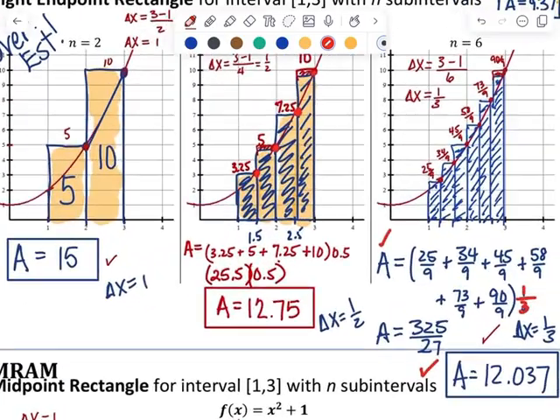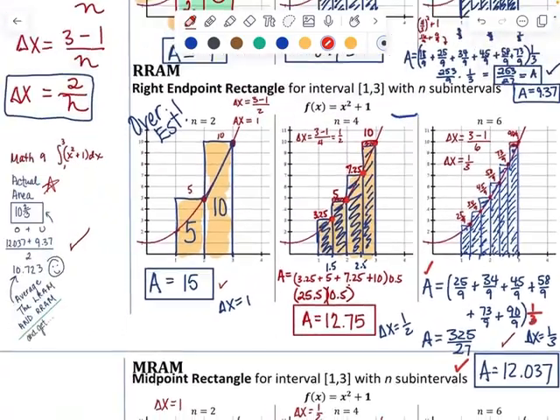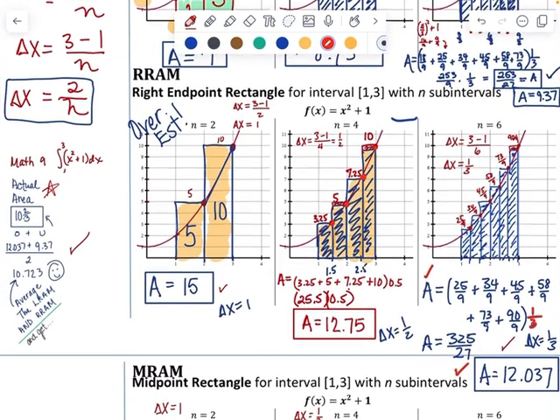12.037. So it goes, I don't know about that last one. Yeah, I guess that's right. So it goes from 15 to 12.75 to 12.037. It's getting smaller and smaller because it's approaching the actual value from an overestimate.